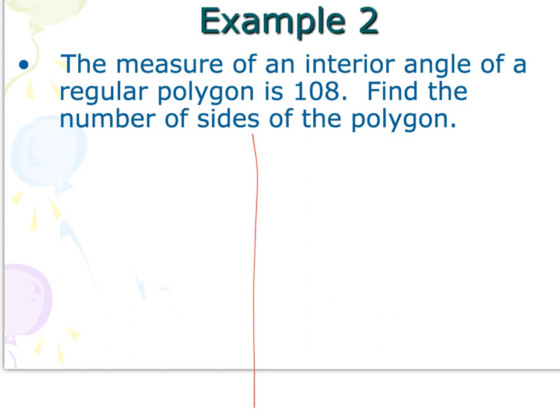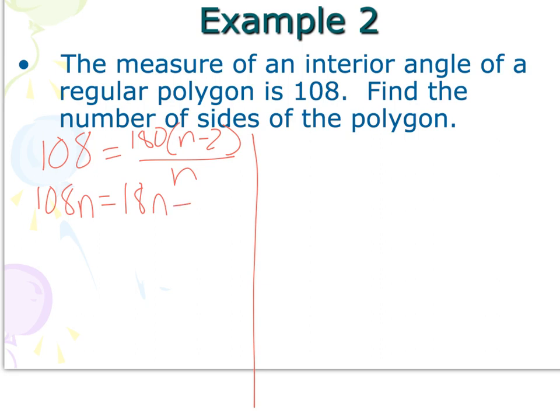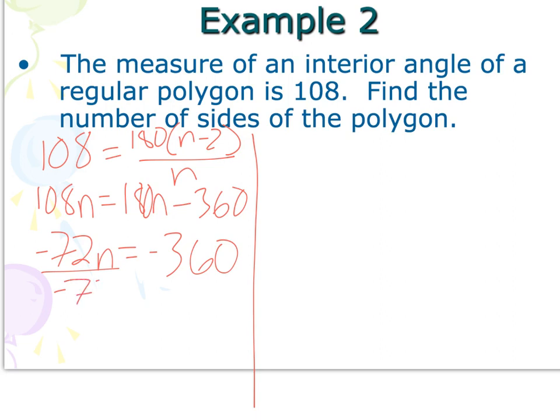All right, so the interior angle is 108, and that's equal to 180 times n minus 2 over n, right? So if I solve this algebraically, I'm going to have 108n equals 180n minus 360. So if I subtract 180n to the other side, I end up with what? Negative 72n equals negative 360. Then I divide by negative 72. And I get n equals 5. So I have a pentagon.